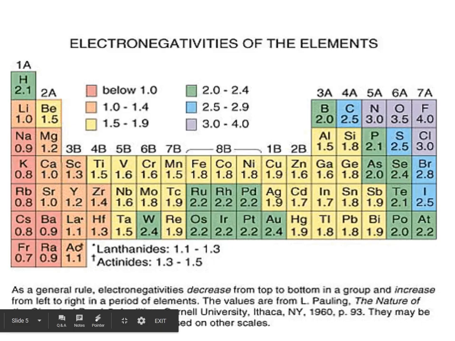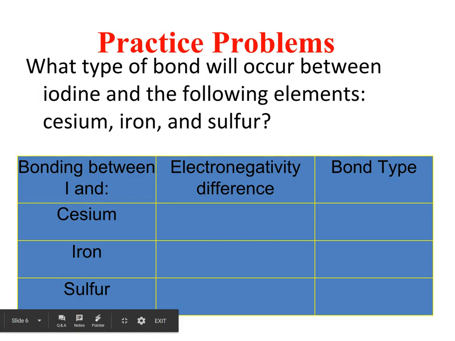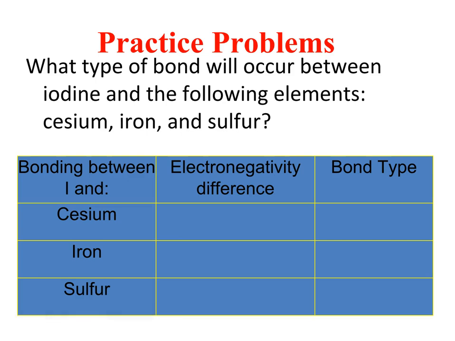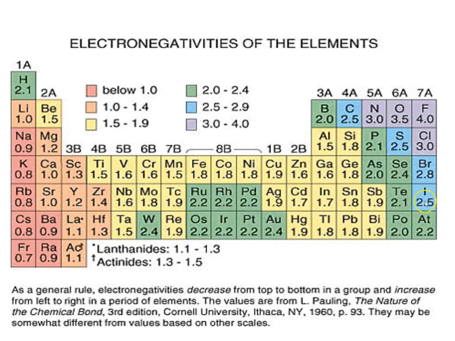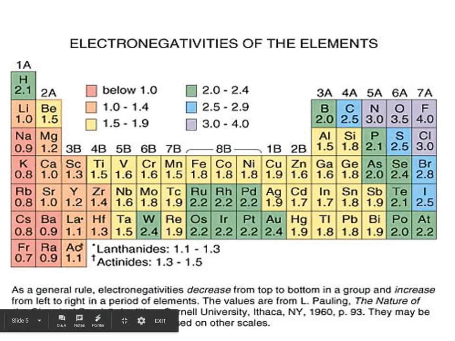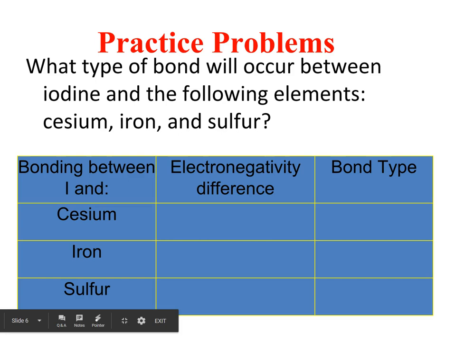So just to give you an idea of these numbers, here's the periodic table that you'll always have reference to. You don't have to memorize these numbers, but you can use this to help you determine what type of compound a substance is. So for instance, here are 3 practice problems. We're going to assume that all 3 of these elements, cesium, iron, and sulfur, are bonded to iodine. So the first thing we would need to do is look up the electronegativity for iodine. If we go back to this periodic table, we can see the electronegativity for iodine is 2.5.